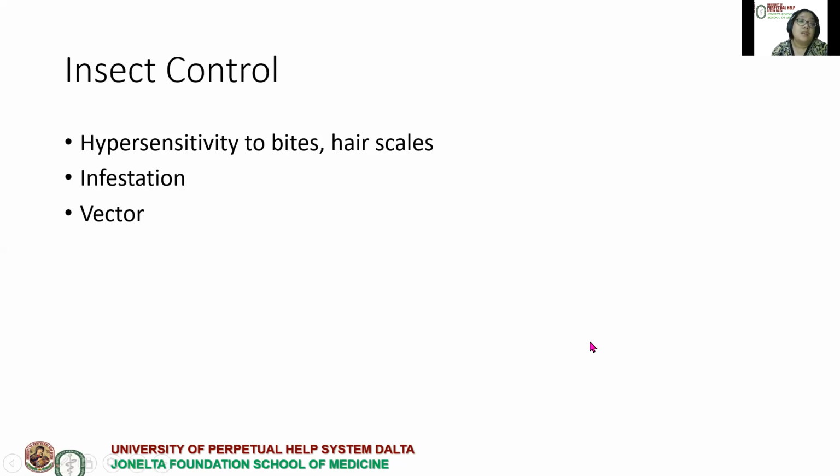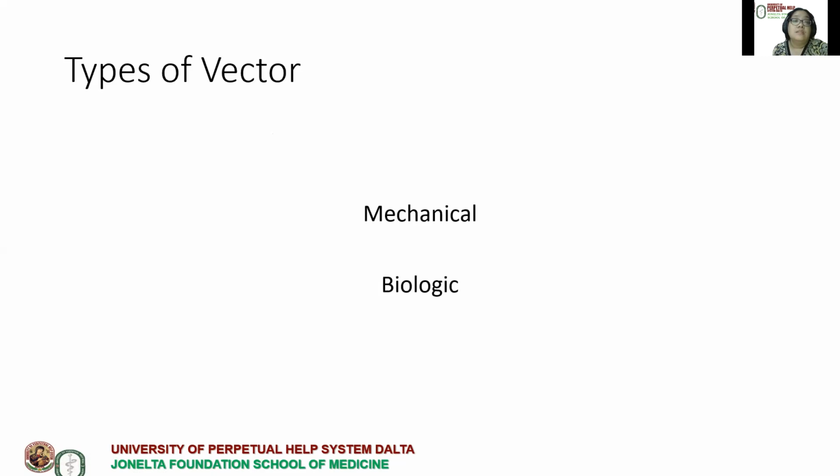and vectors bring about disease to the human host. So there are types of vector. It's either mechanical or biologic. Mechanical meaning, for example, a fly would be in contact with feces or any fecal material and then be in contact with our food.